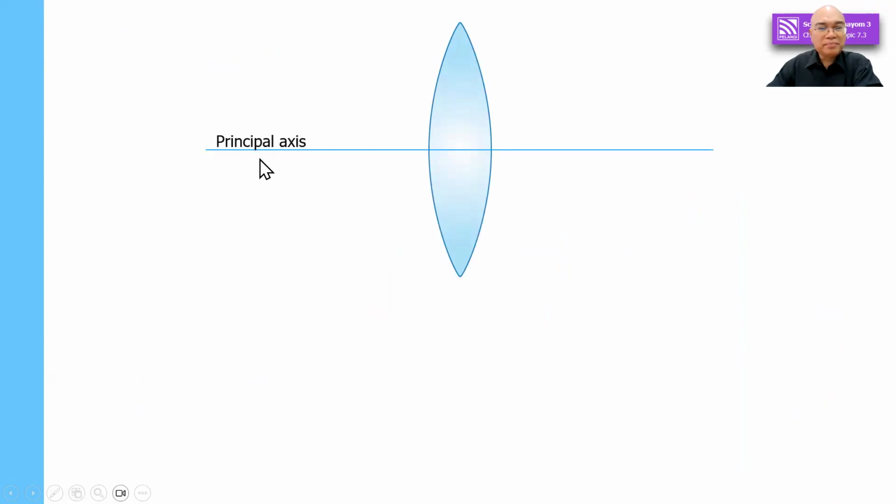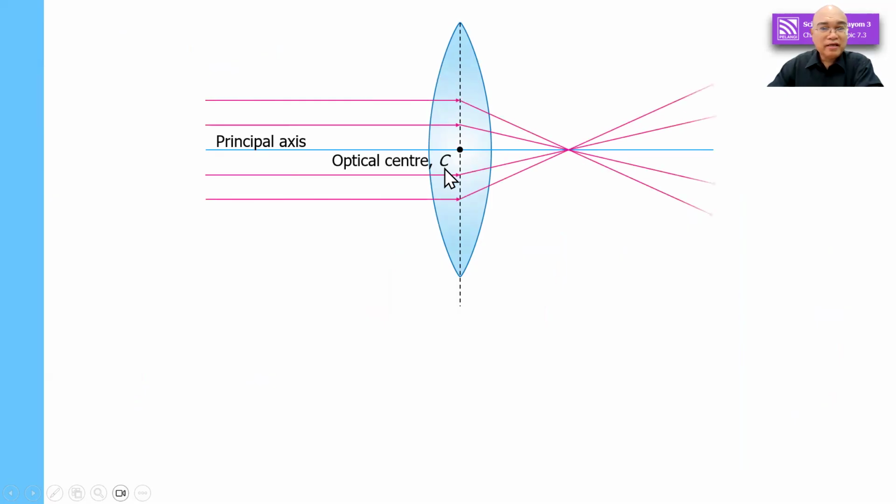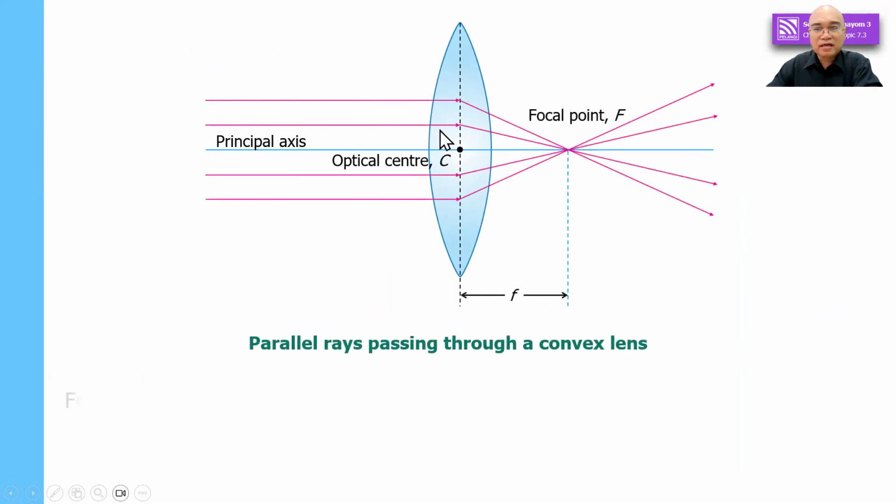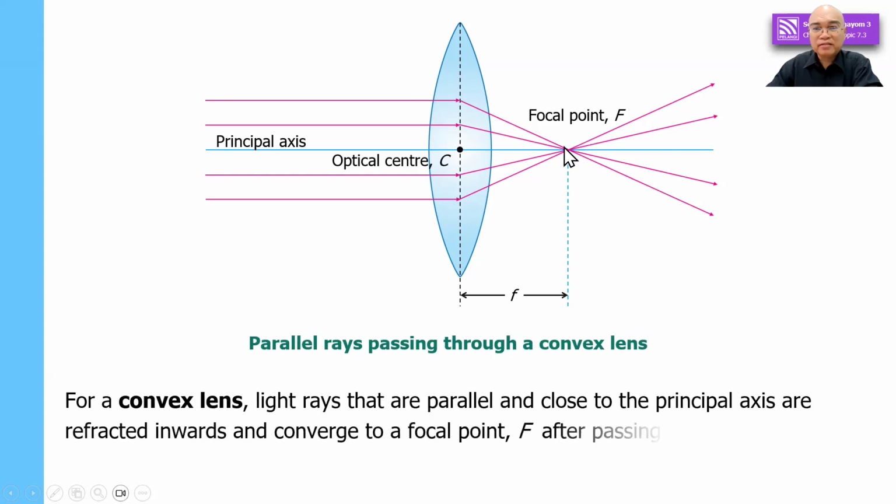Now, here is the principal axis of this convex lens, and the middle is the center, the optical center. And so we have the rays coming through it, and this is the focal point, which is F, and the parallel rays passing through a convex lens converge at the focal point.